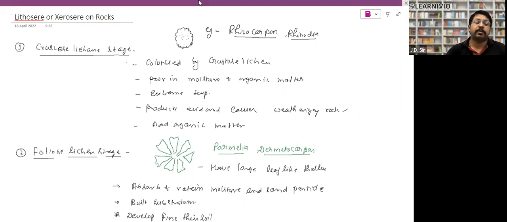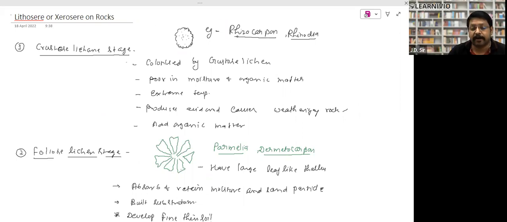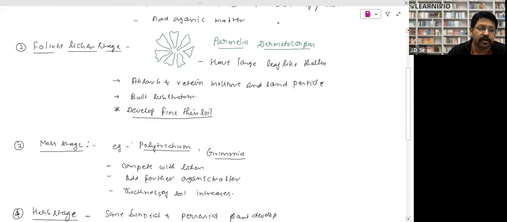So the first pioneer community which will reach there will be Rhizocarpon and Rhinodina. The second thing, after hundreds or thousands of years, the foliose lichen will come. Foliose means they look like a leafy structure. This is the structure of foliose lichen. The examples are Parmelia and Dermatocarpon, right? Both have been asked as examples for foliose lichen. A question like 'Which of the following is foliose lichen?' I have seen. So Parmelia and Dermatocarpon are the two foliose lichens.